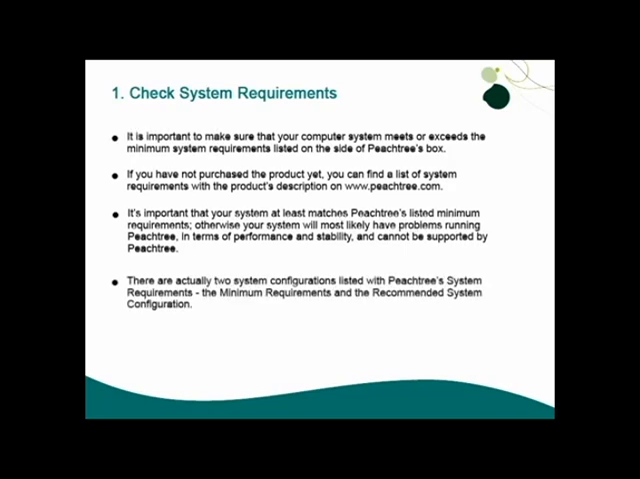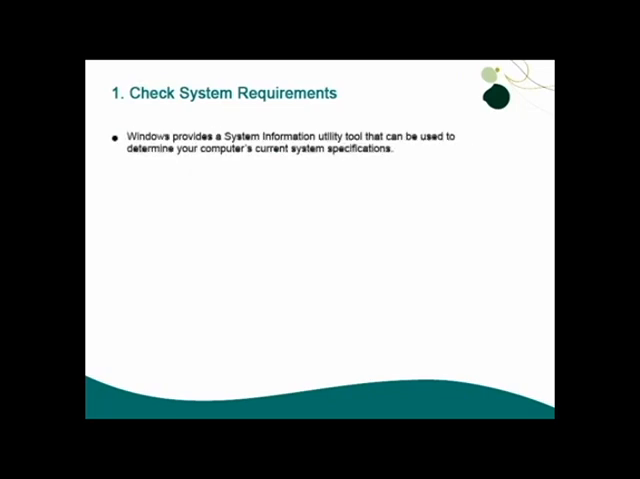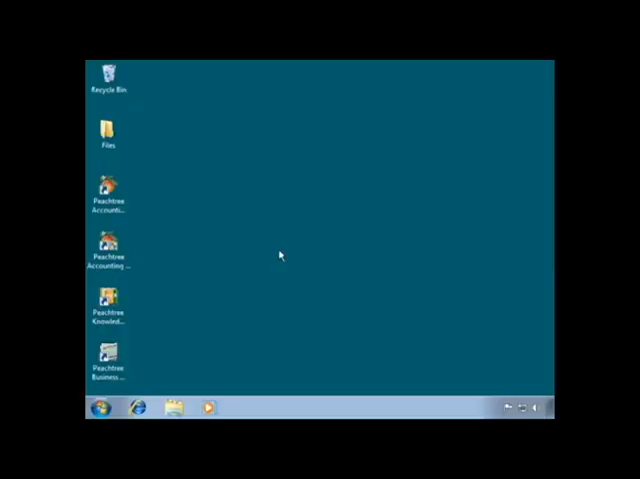There are actually two system configurations listed with Peachtree's system requirements: the minimum requirements and the recommended system configuration. Minimum requirements mean that Peachtree cannot run dependably if it is installed on anything less than the requirements specified. For optimal performance, it's always best to have at least the recommended system configuration. Windows provides a system information utility tool that can be used to determine many of your computer's current system specifications. You can use this tool to compare your system with Peachtree's system requirements.